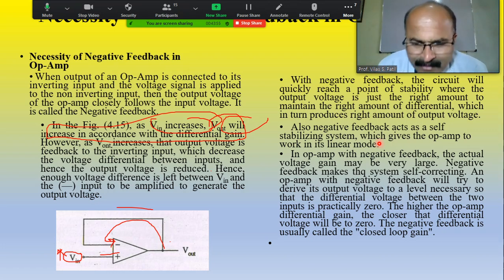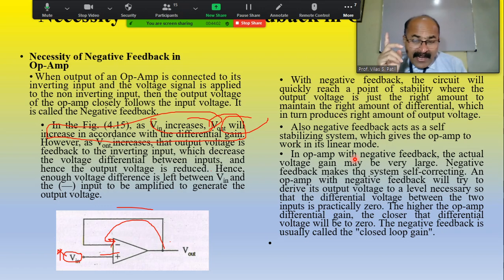And in op-amp, there is the last statement. In an op-amp with negative feedback, the actual voltage gain may be very large. Negative feedback makes the system self-correcting. An operational amplifier with negative feedback will try to drive its output voltage to the level necessary for the differential stage of this amplifier.